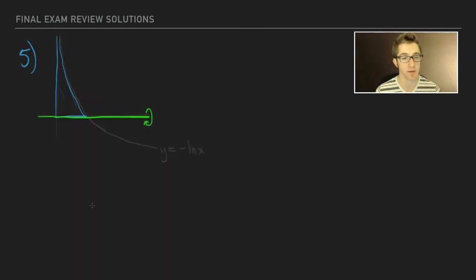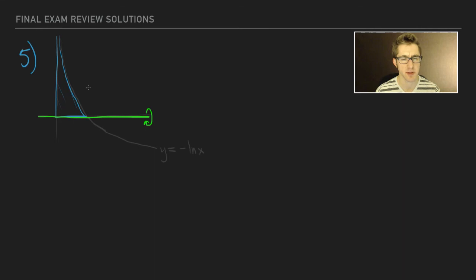Okay, here's problem 5. I have the curve y equals negative the natural log of x, so it looks like the regular log function, but it's flipped vertically. It bounds a region with the y-axis, the x-axis, and the curve itself, so I get this infinite region, right? It extends infinitely upwards. And the problem is I'm revolving this region about the x-axis.